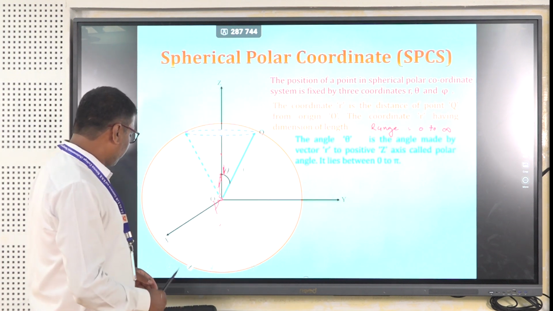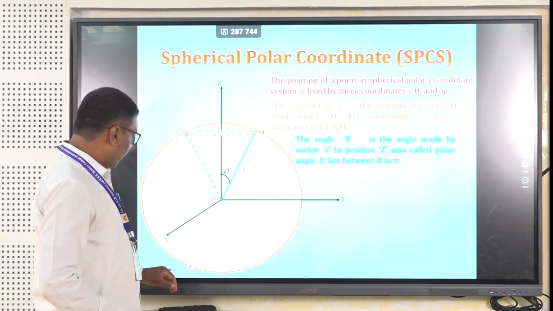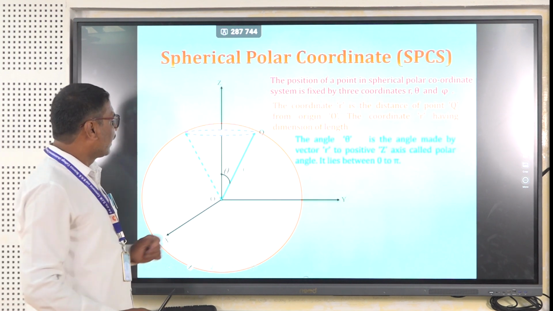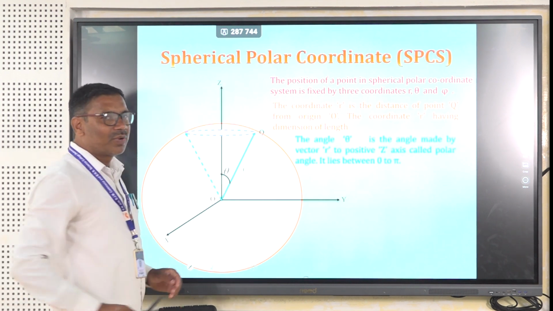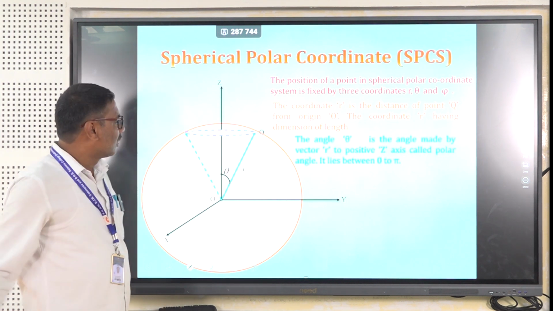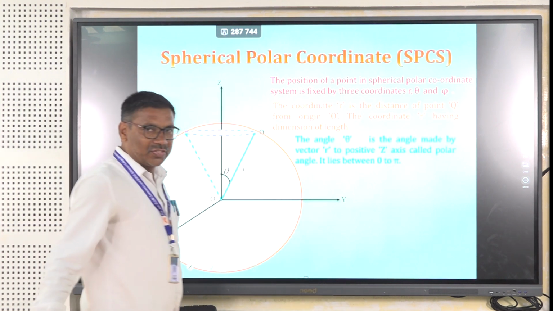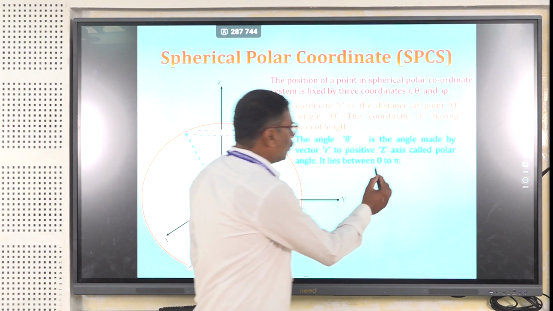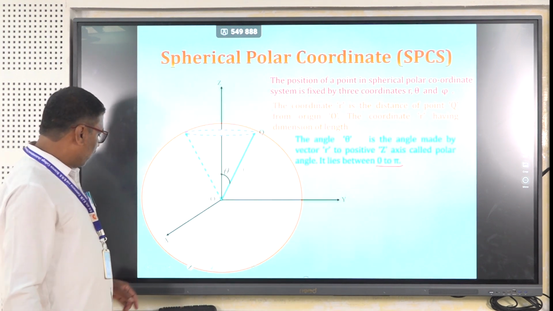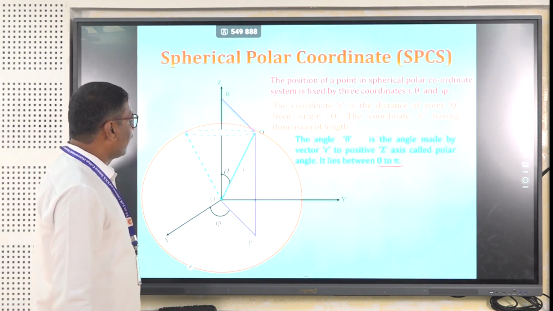If we change direction, the angle made to the positive direction is less than 180. So, if we move throughout the circle, the range of theta is 0 to pi. Pi means 180 degree.